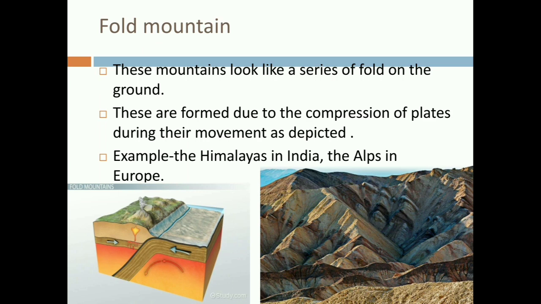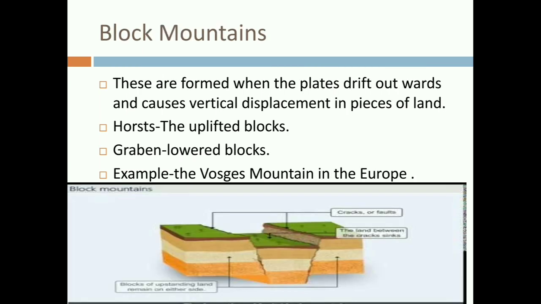Next point is block mountain. Block mountains. These are formed when the plates drift outwards and cause vertical displacement in the pieces of land. Pieces of land may sink downward or rise upwards. The uplifted blocks are called horsts and the lowered blocks are called grabens. The Vosges mountain in Europe is one such example.